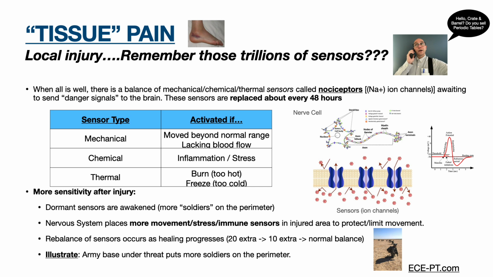Because when you first sprain an ankle, you're not supposed to move it too much that first day or two, depending on the extent of the injury. And so the body wants to know how much to do things, how much to restrict. More soldiers are put on it. But as the threat goes down, some of those soldiers are taken away.